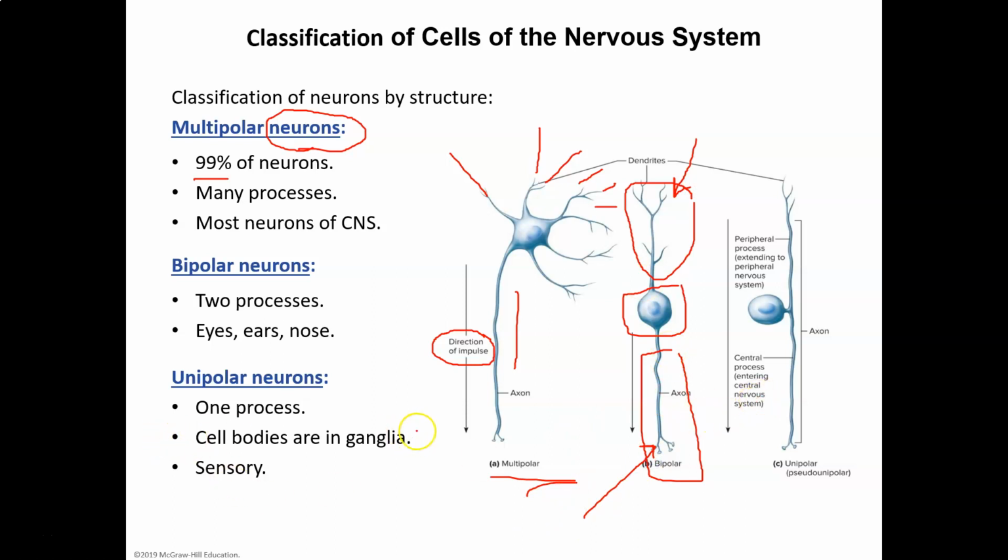Last kind is called a unipolar. Unipolar means the cell body has a little segment that comes out of it, and then it forms a T. And these things here are dendrites. They're receiving information. Information in, information travels this direction again, as you're used to, dendrites, and then out the axon. Now these are called unipolar, right?